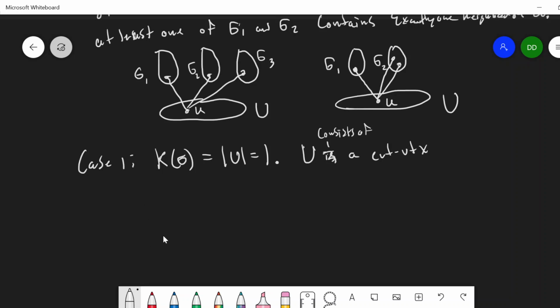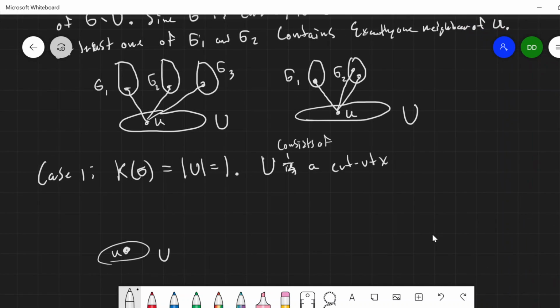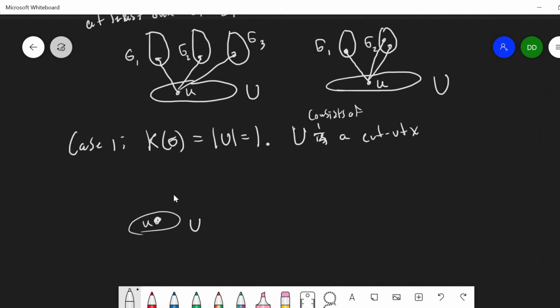Okay, in this case, I just have this would be my U is just the one vertex U, and I have at least 2 components here, but I can say by this claim above, at least one of G1 or G2 contains exactly one neighbor of U. Let's suppose it's G1. So I have G1, I have G2, or I can just say I have the rest of the graph here. I have some other blob here, and we'll say G1 contains exactly one neighbor of U. Maybe let's call this U prime over here.